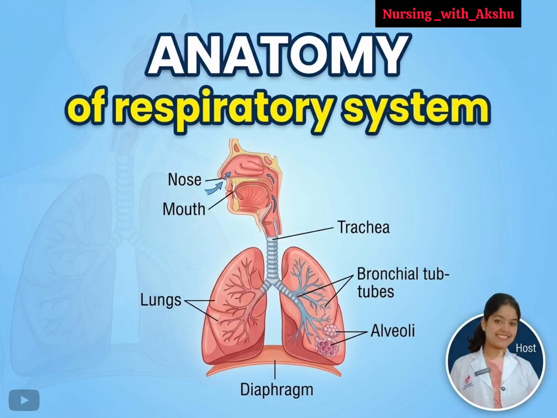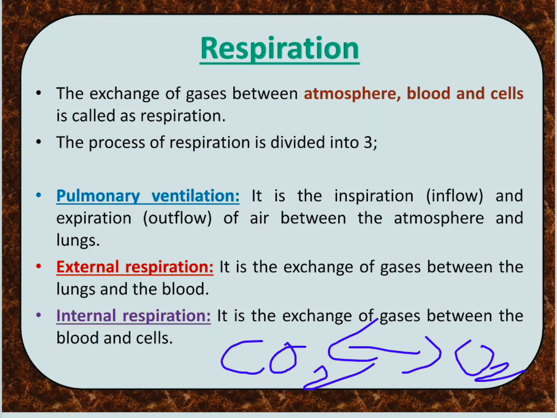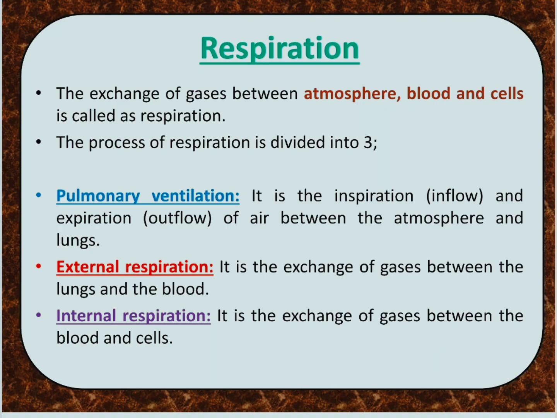Hello students, today we will see the anatomy of the respiratory system. Respiration: the exchange of gases, CO2 and O2, between the atmosphere, blood and the cell is called respiration. The process is divided into three types.